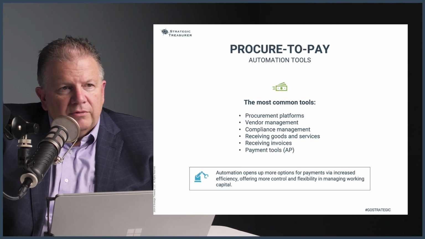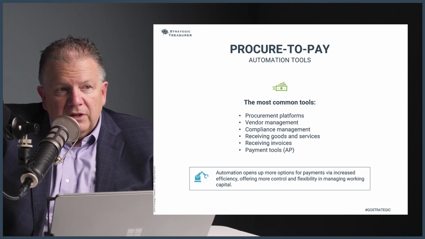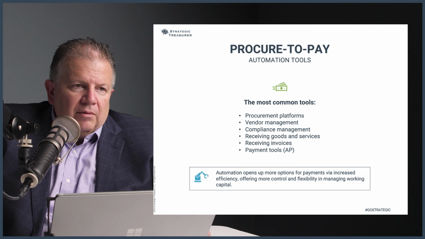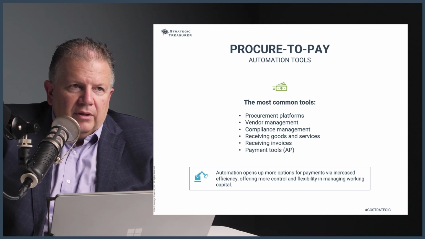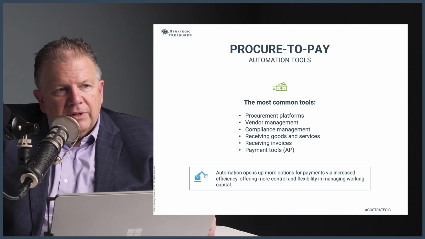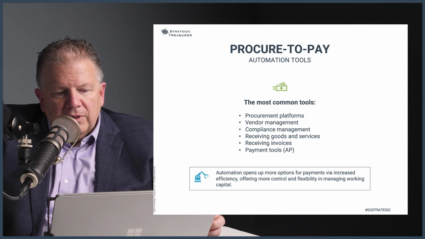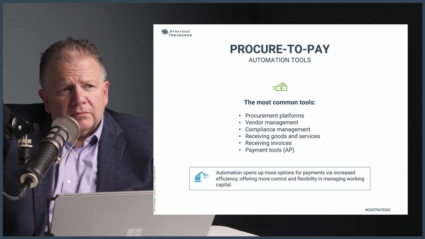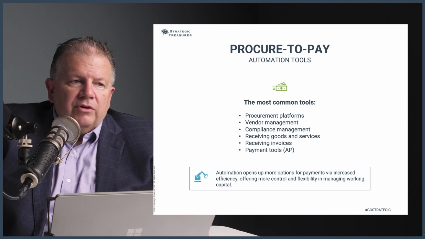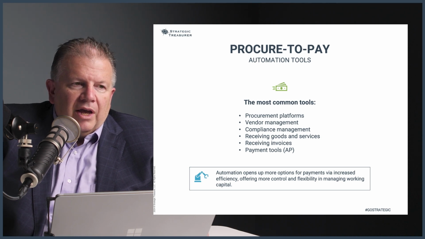But all these tools, from receiving invoices, having those organized, optical character recognition, approval, receipting, payment tools, all of those help organizations scale. And some of those become too much for a very small organization, but they allow an organization to scale what they're doing. Now, the bottom it says automation opens up more options for payments via increased efficiency, offering more control and flexibility in managing working capital.